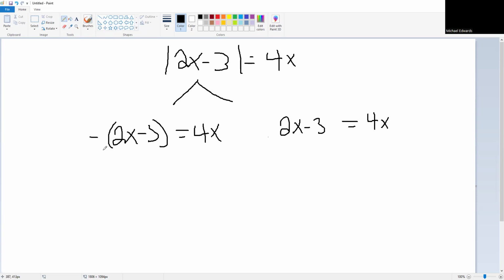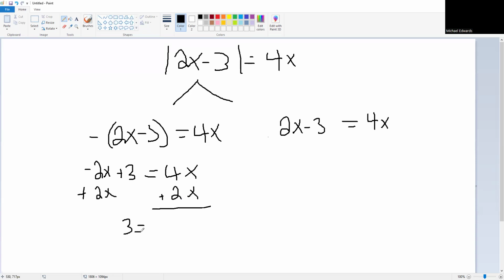All right, so let's start with the negative one. This rewrites as negative 2x plus 3 equals 4x. And let's get this x. Let's do this one. Plus 2x. And then this is plus 2x. So this will be 3 equal to 6x. And we divide out that 6. That is x equals 3/6, which is just a half.